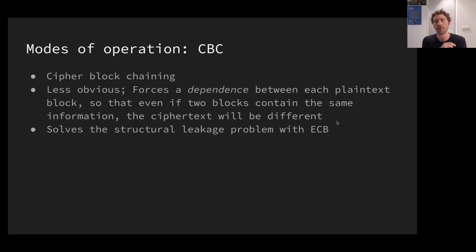We use a different mode of operation called CBC. CBC is cipher block chaining. This is a little bit less obvious. It's not the first thing you would think about. But the idea is that, instead of independently encrypting each block, each 16-byte chunk of the plain text, we encode each of those blocks one by one, and we somehow make each next block dependent on the previous block. So in essence, we're mixing results of previous operations in with the next operations in a reversible way. And this will solve our structural leaking problem.